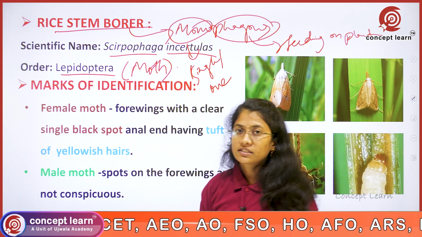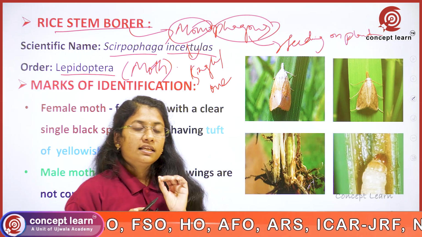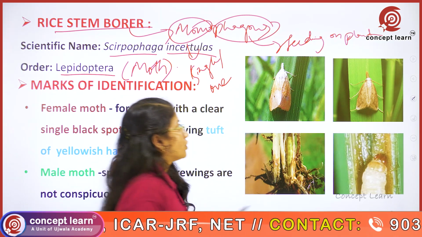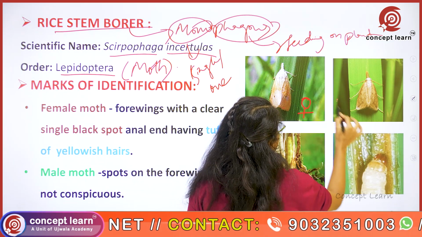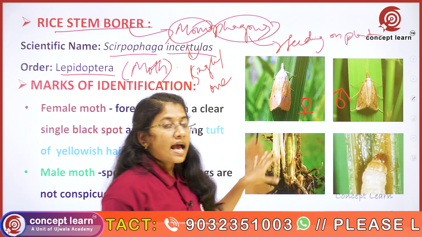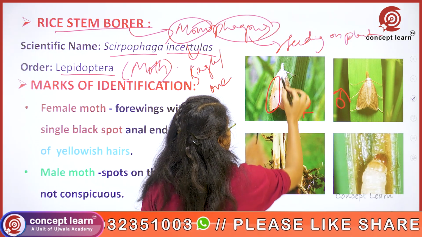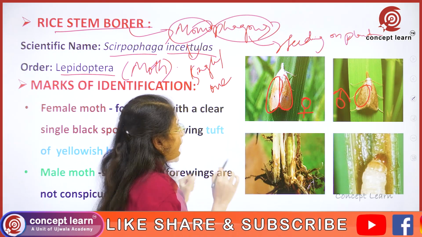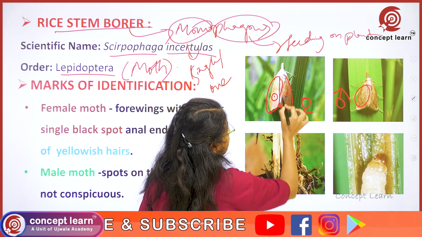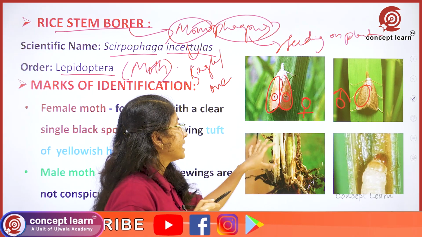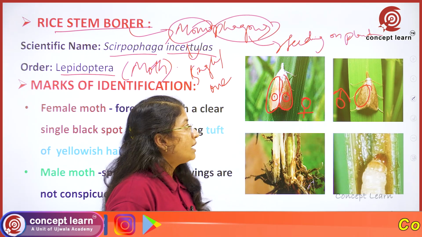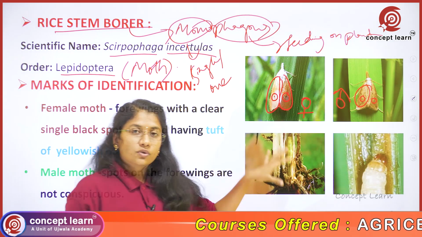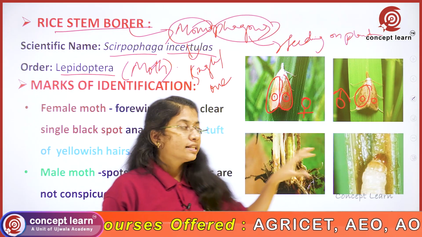Coming to its marks of identification, there are very clear differentiation marks between the female and the male moth of this yellow stem borer. Here you see, this is the female and this is the male moth. The forewings are brightly colored when compared to the dull colored wings of the male moth. One more major difference is that black spots are very prominent in the female moth. In the male moth, even though these black spots are present, they are not conspicuous, meaning they are not clearly seen.